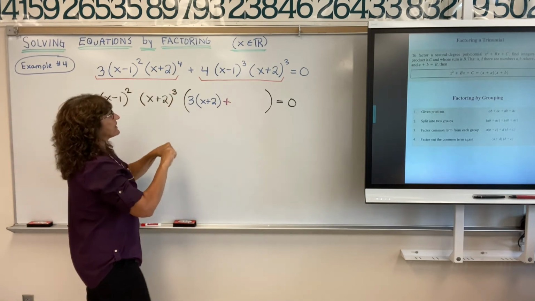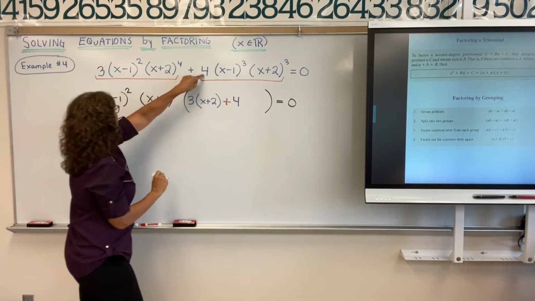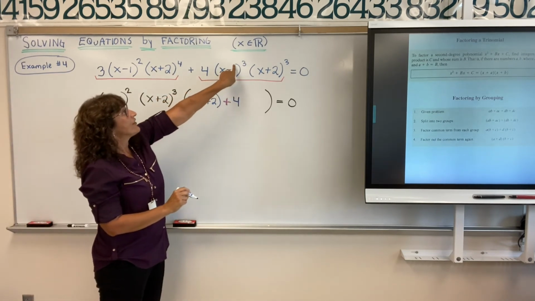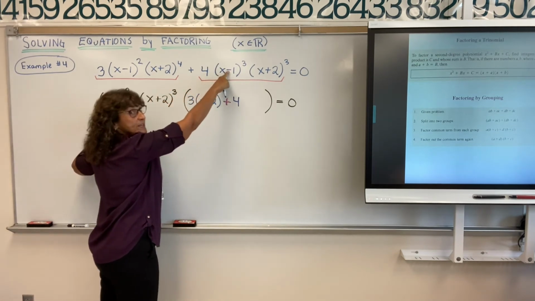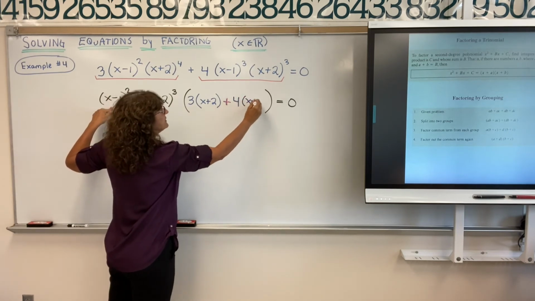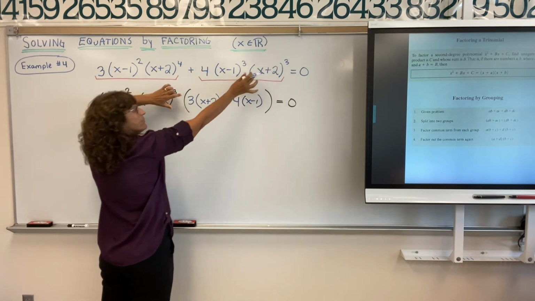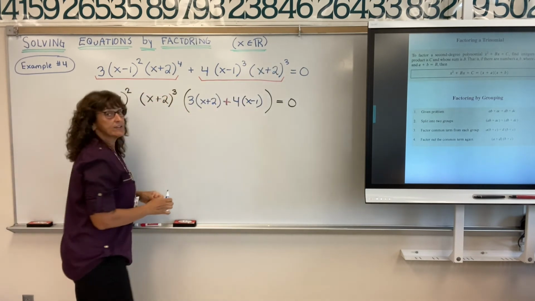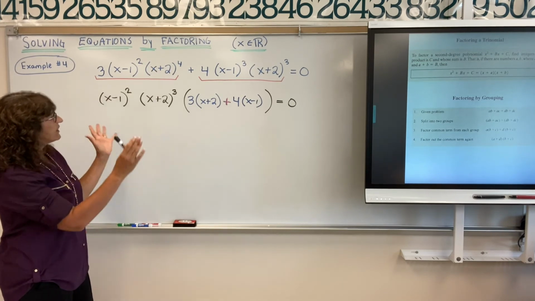So what do we do with the second term? Well, there's a 4, okay? The x minus 1s, I've got 3 of them here, but I'm only pulling 2 of them out. I've got 3 here and I'm only pulling out 2, so I'm going to have an x minus 1 left over. What about the x plus 2s? I've got 3 of them here and I'm pulling all 3 of them out, so I don't have any x plus 2s left over.